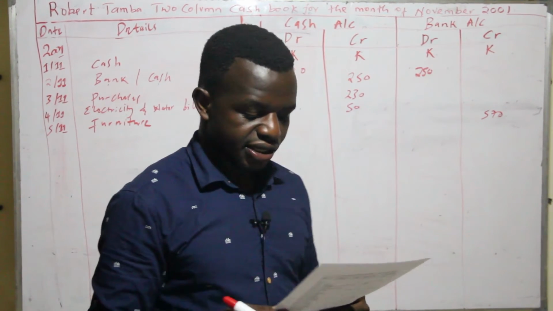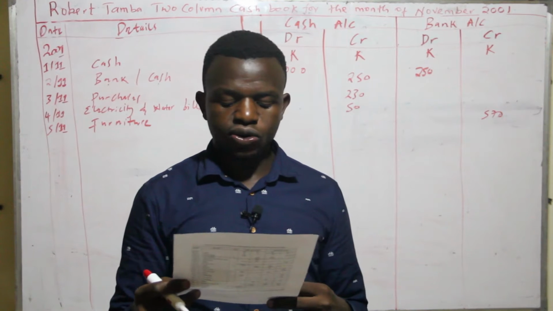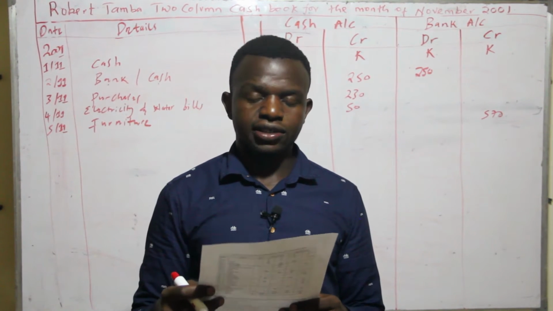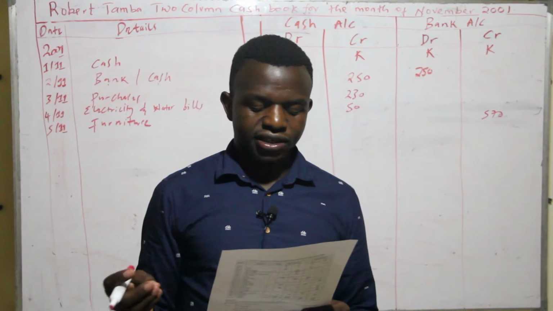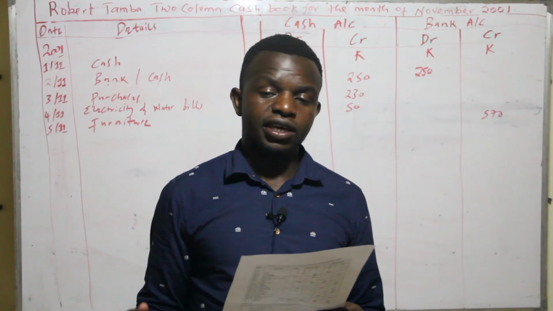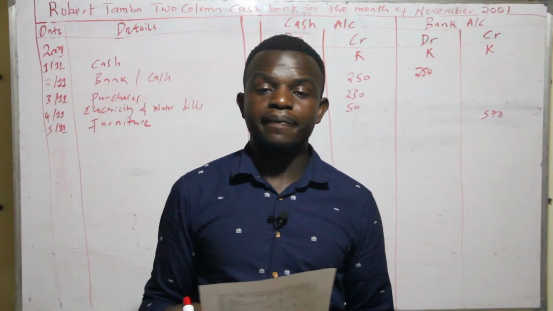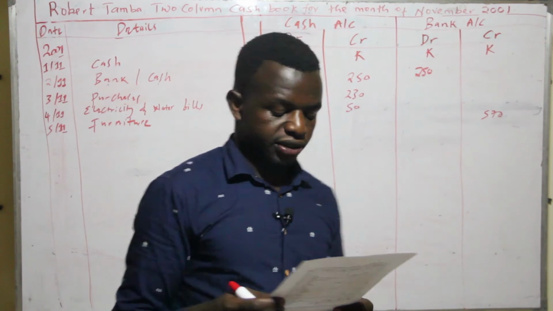Then on the 6th of November, sold goods in cash amounting to 630. When the business sells goods, that means that money is coming into the business. And since we sold by cash, we're going to debit the cash account.